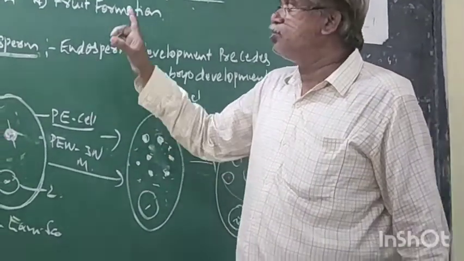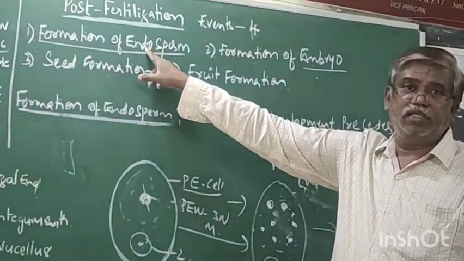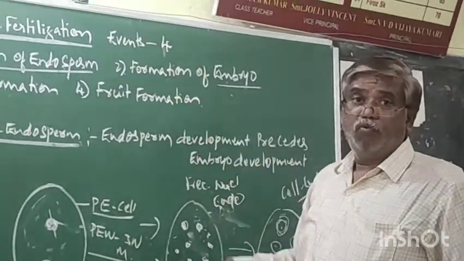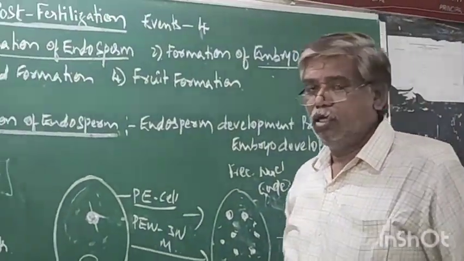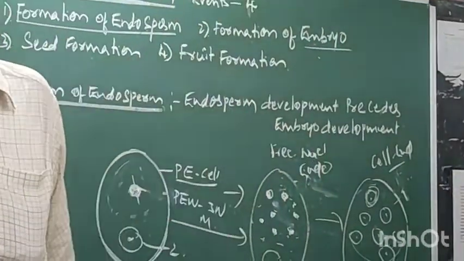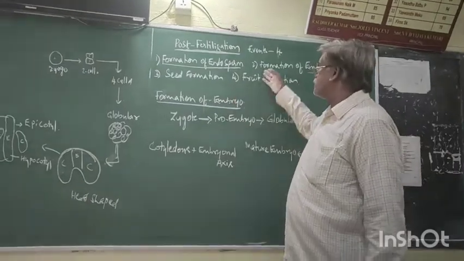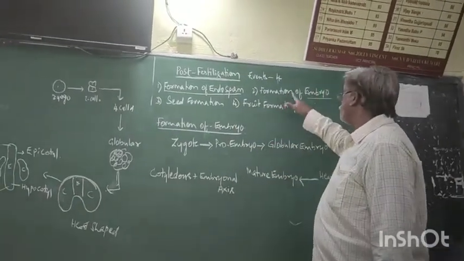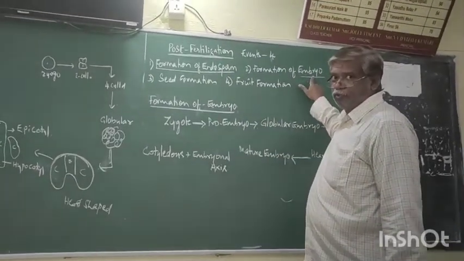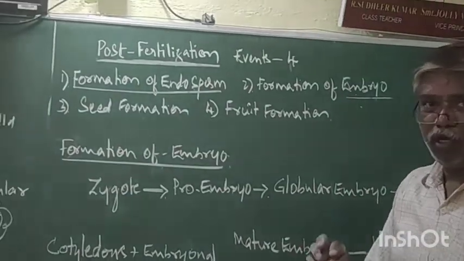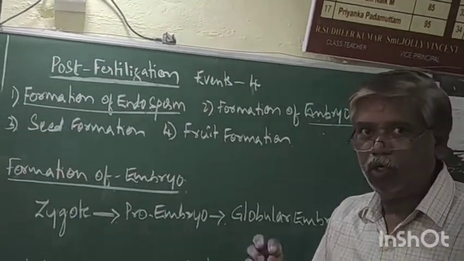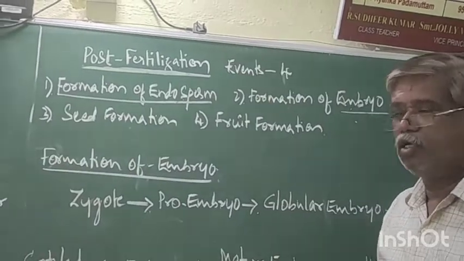Right. Now with this the first event is done. Now what is the next one? Formation of embryo. Now the second event: formation of embryo. Correct, it is somewhat difficult. Now keep concentration. Embryo.